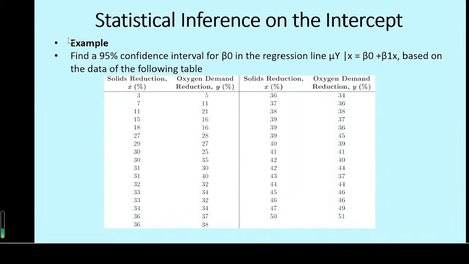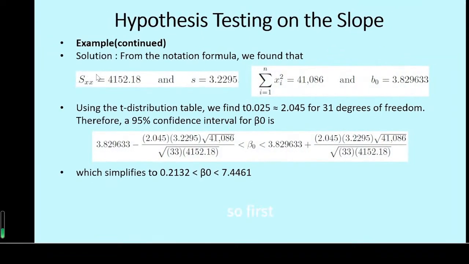Here is an example. Find the 95% confidence interval for beta 0 in the regression line. This estimates mu y given x, beta 0 plus beta 1 x. We focus on beta 0 here, and from this table, from the notation and the formula, we can get SXX, and s, which is the square root of s squared, and the sum of x i squared, and b0, the point estimate for the intercept.